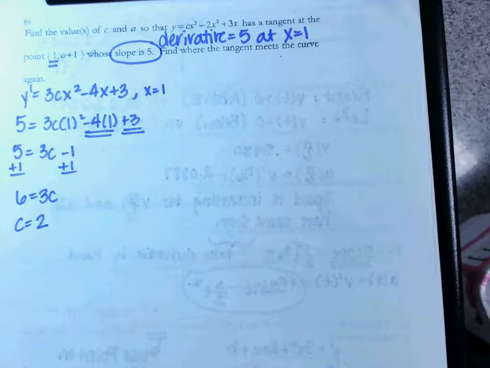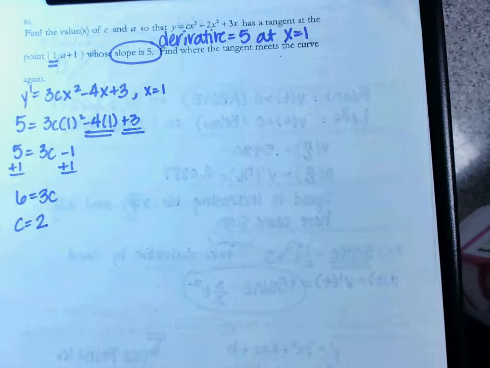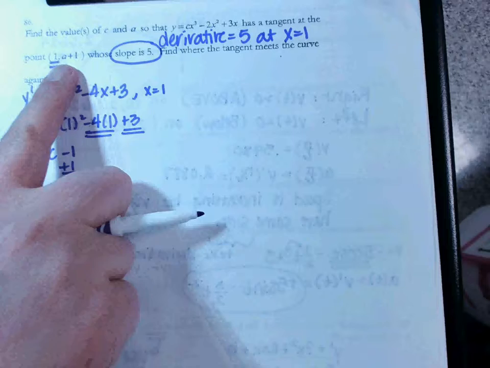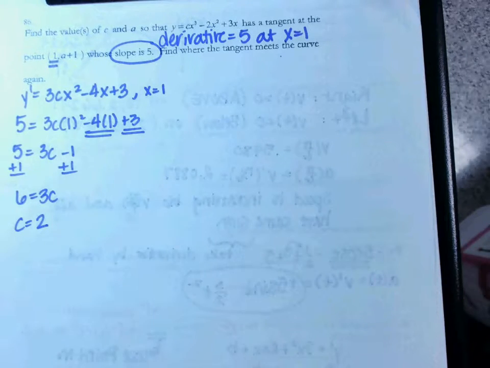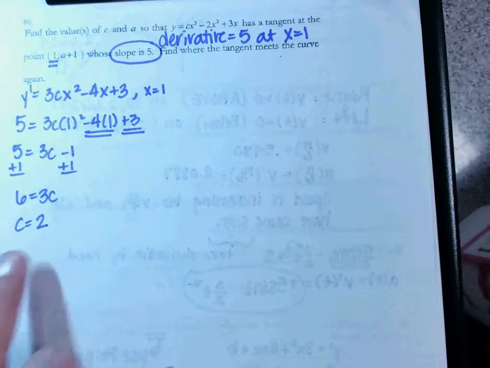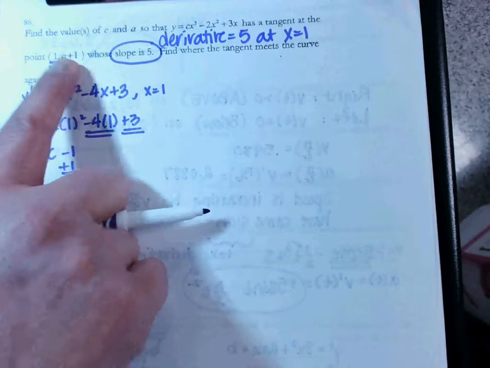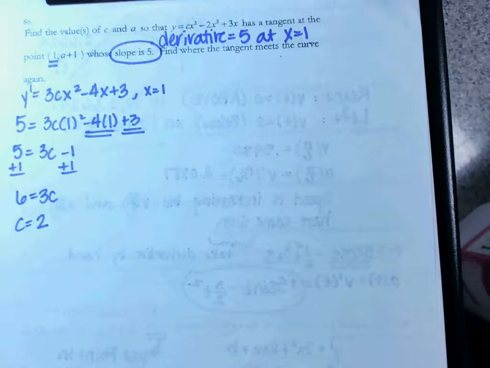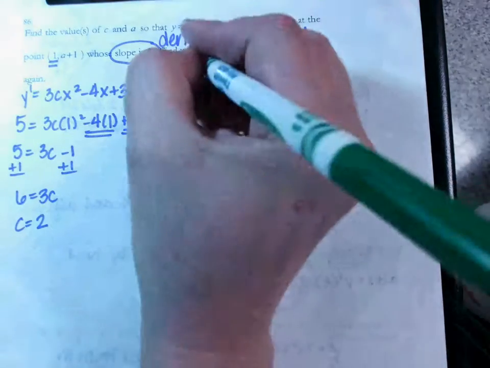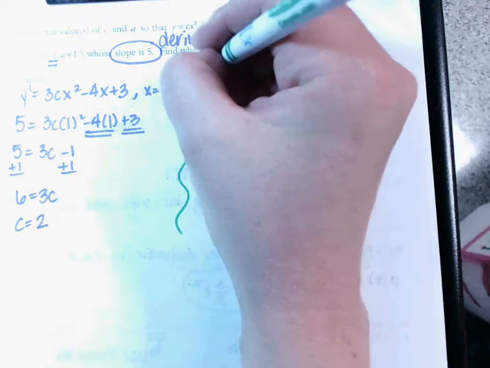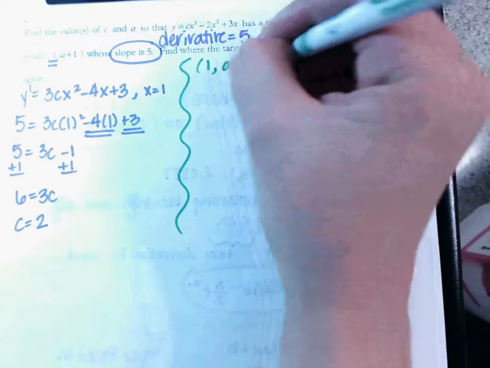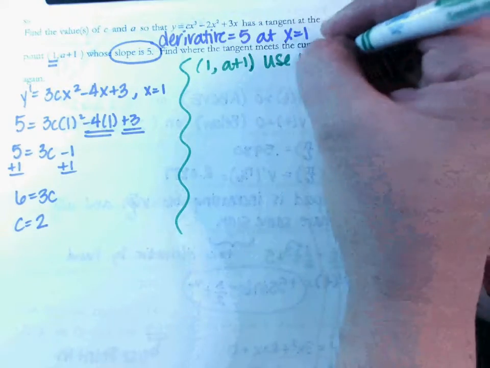Did anybody get there? Whoop whoop. Okay. Now, one other interesting point is that they gave you a point. Where do you use points? Not the derivative, but the original. So what should you do with your point? You should go back to the original, plug it in. Now that you know c is 2, the only thing you won't know will be what? A. Good. Okay, so here we go. Our point is (1, a plus 1), but I'm going to use it in the original.